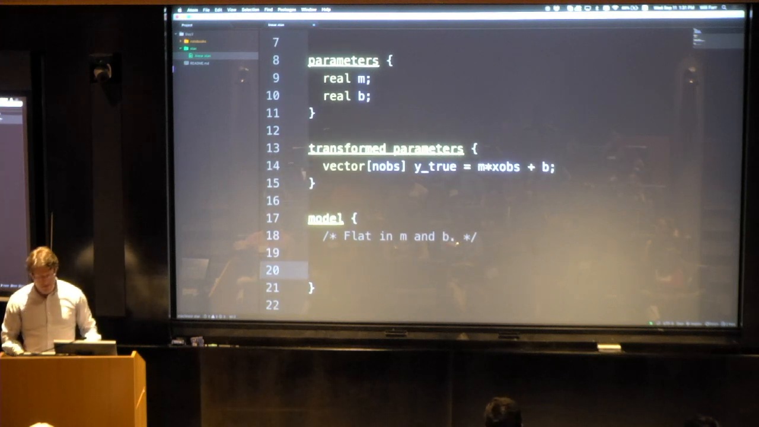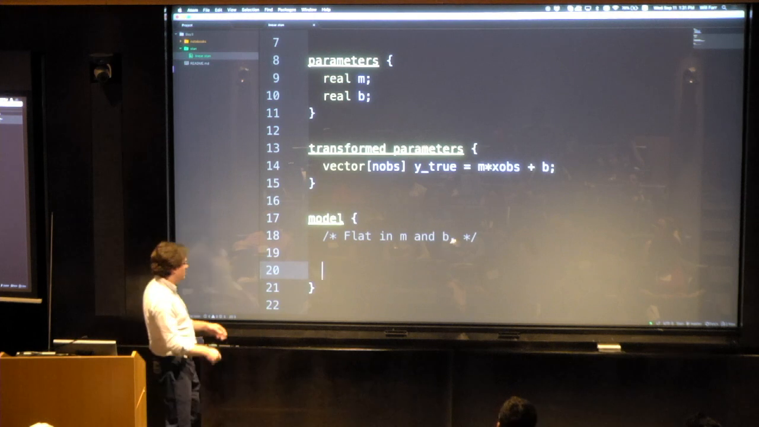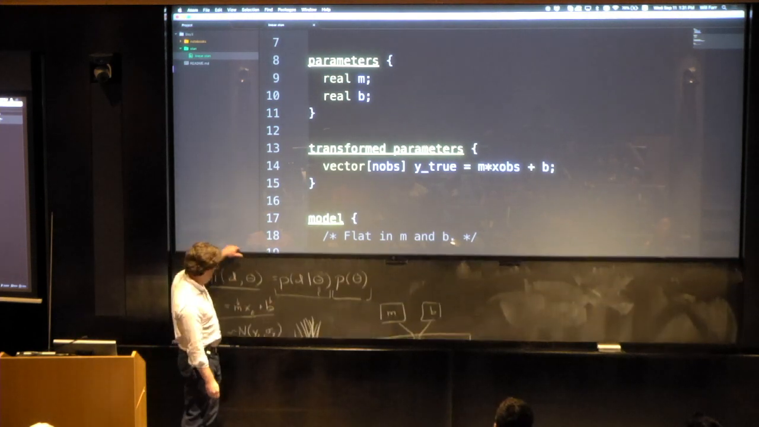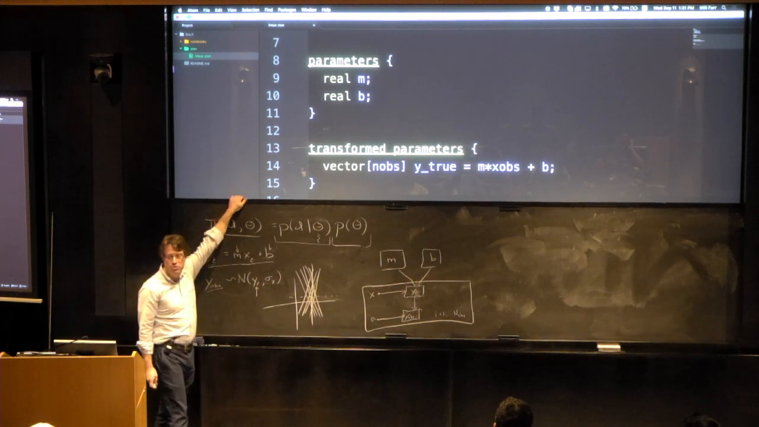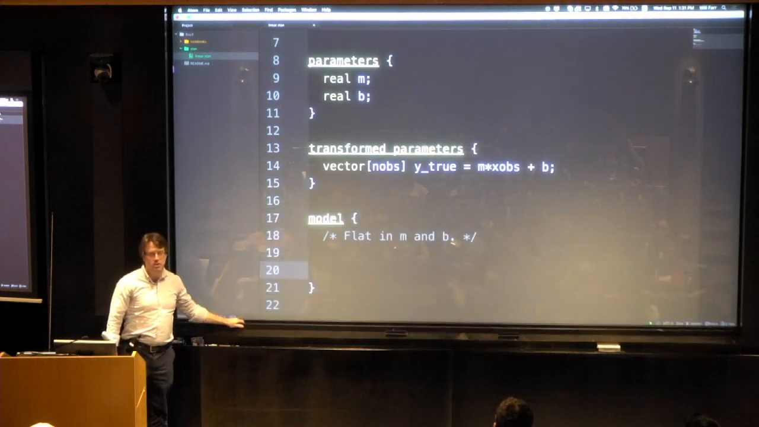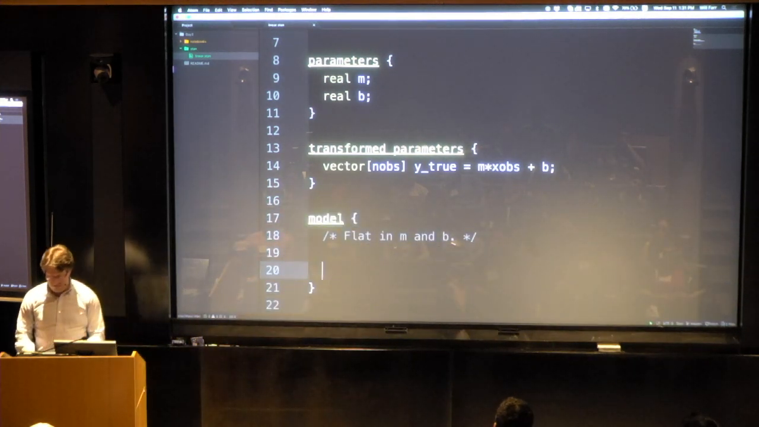The only thing left, if we have all flat priors, the only thing left is the likelihood function. And we said that Y-obs should be normally distributed about Y true with uncertainty sigma Y. So let's code that up.